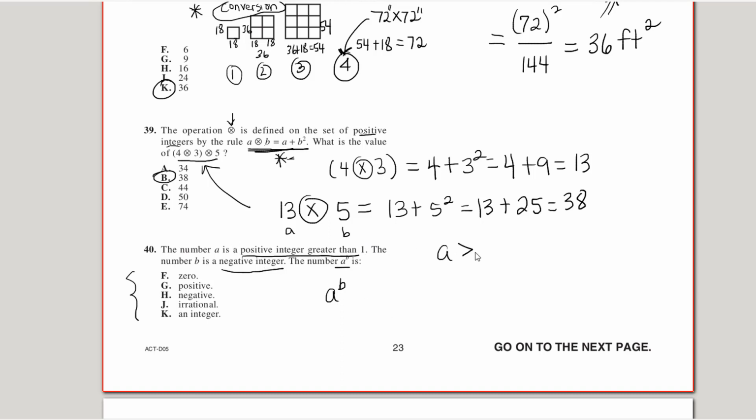So A is an integer greater than 1, and B is a negative integer. So B is going to be less than or equal to -1 is how we could look at that, because it is an integer. Integer meaning it's not going to have a decimal point. And so really we could even say that A is going to be greater than or equal to 2. That's going to be the first value that A can be. So let's look at what happens.